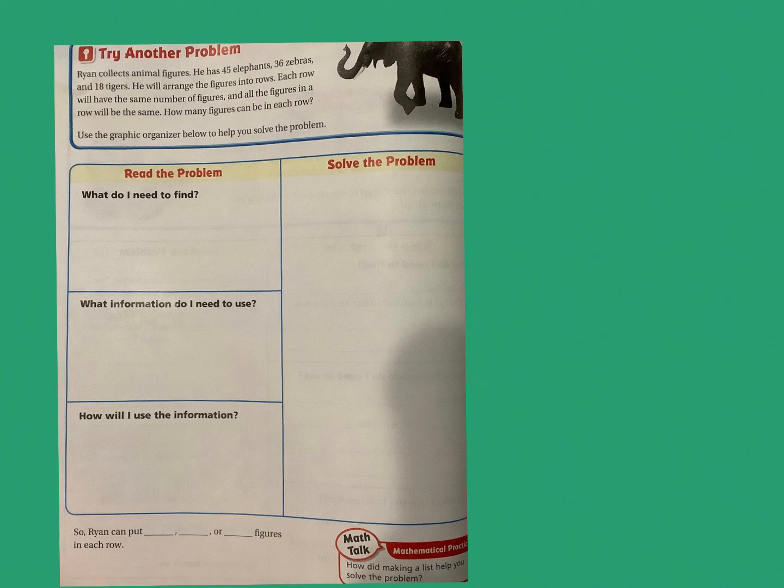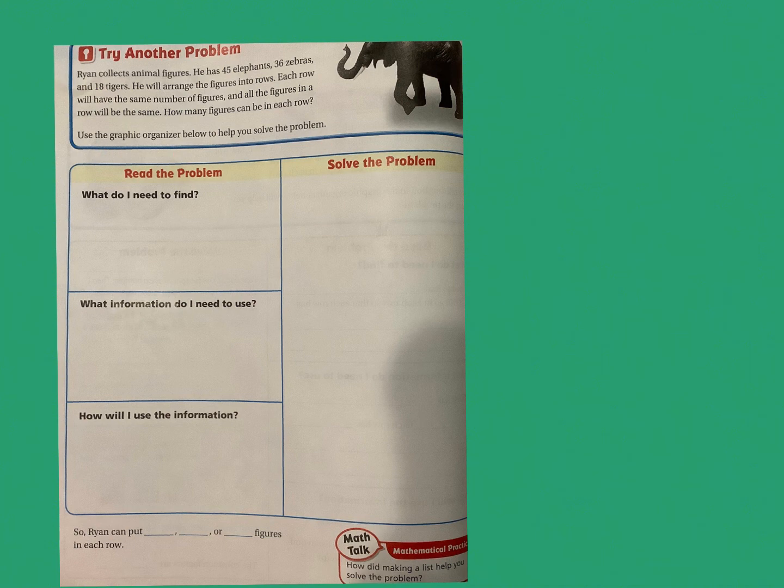Similar to the last question, right? How many figures would he be able to put in each row to satisfy his requirement of the same number of figures in a row, and in each row all of the figures would be the same, either all elephant, elephant, elephant, or all zebra, zebra, zebra, zebra, or all tiger, tiger, tiger, tiger.